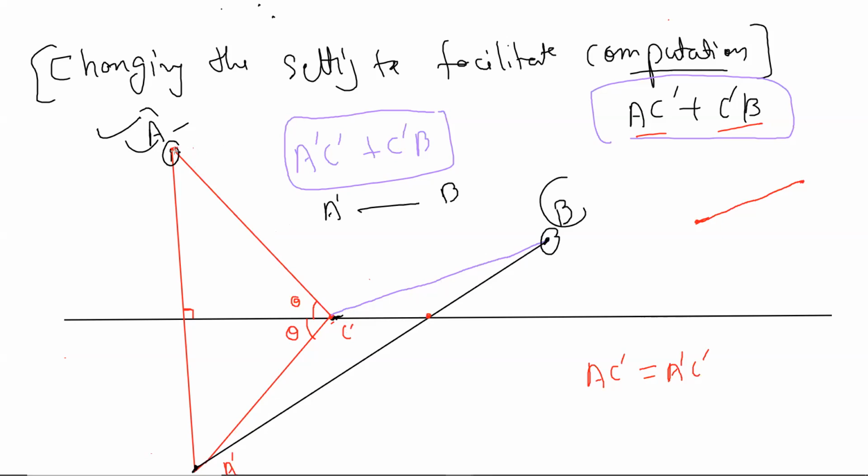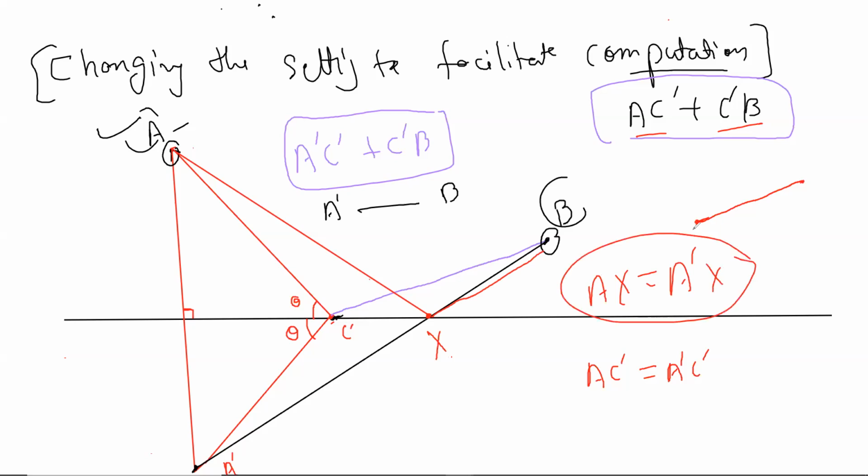And that is attained if I walk from A to this X and then back to B, because AX is going to be the same as A prime X, and BX is going to be the same as BX, and A prime B is the shortest distance, and that is equal to A prime X plus BX. So this should be my point.